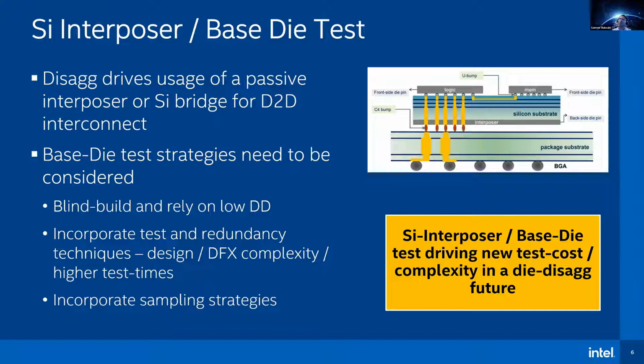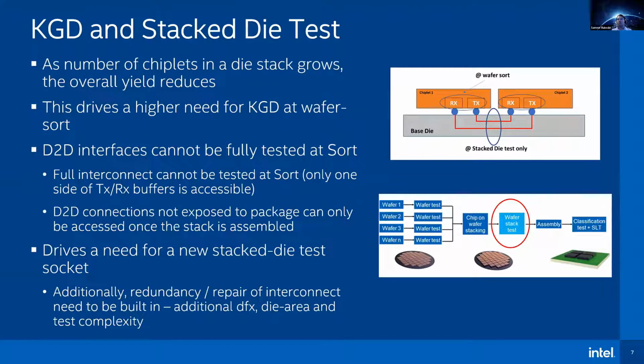Or we can do sampling strategies where a certain portion of the die are tested, a certain portion of the base wafers are tested, and based on that, you decide your yield for the base die. So again, many different techniques can be applied, but the key message is base die testing is now adding a new dimension to our test economics in this disaggregated future. This is not something that we considered as much in the past. So then let's talk about known good die, and let's talk about another new paradigm that's coming up, stack die testing.